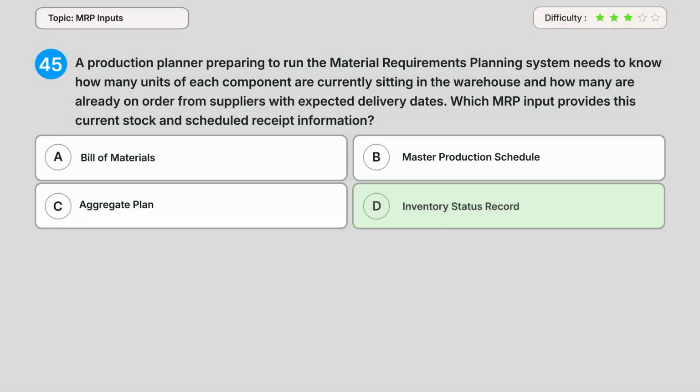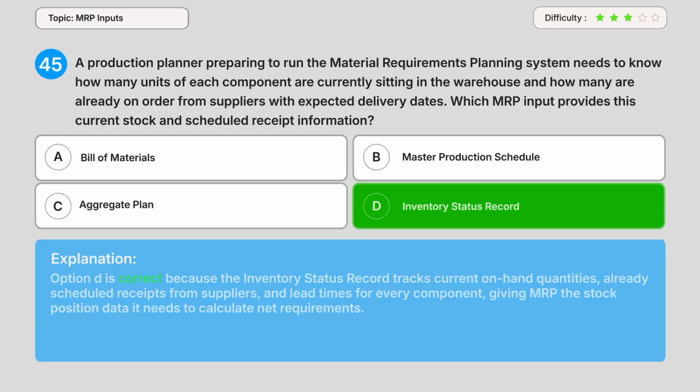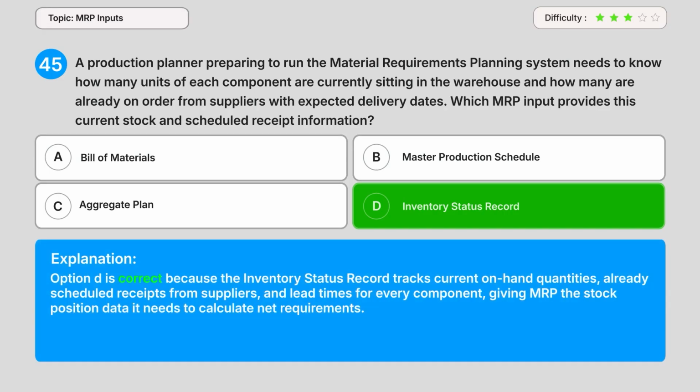Correct answer, D. Inventory status record. Explanation. Option D is correct because the inventory status record tracks current on-hand quantities, already scheduled receipts from suppliers, and lead times for every component, giving MRP the stock position data it needs to calculate net requirements.